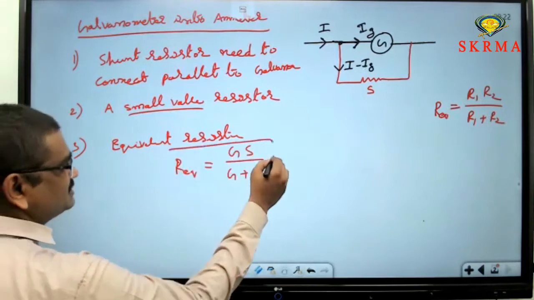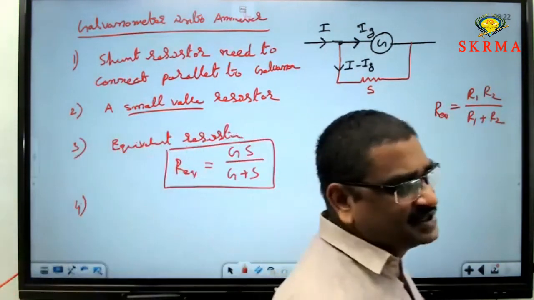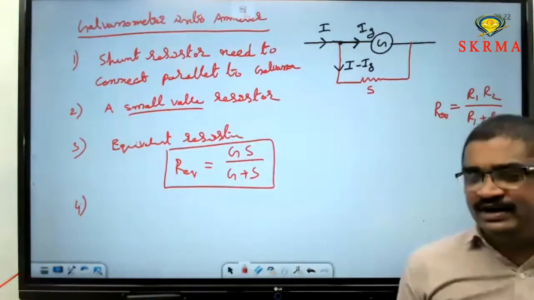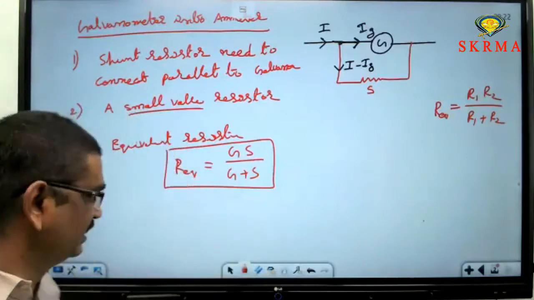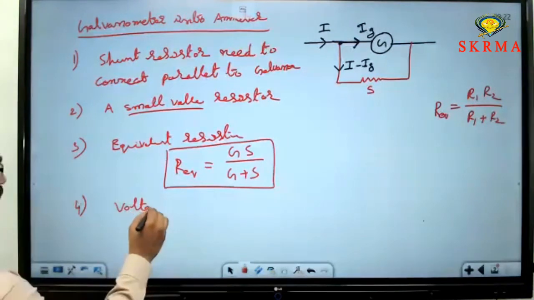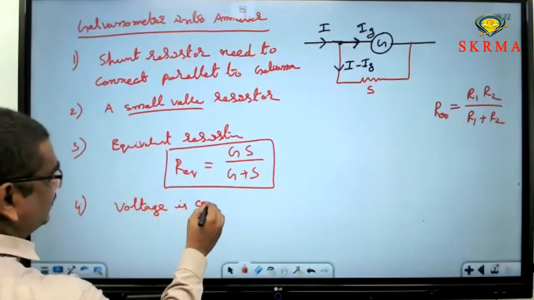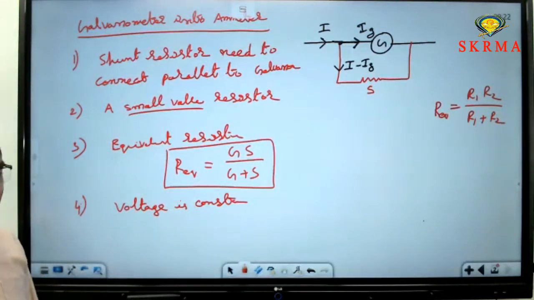What is the equivalent resistance for the ammeter? G into S by G plus S. That is the equivalent resistance in this combination. Next, this is a parallel combination, so which quantity is constant? Voltage is constant. In a parallel combination, voltage is constant.